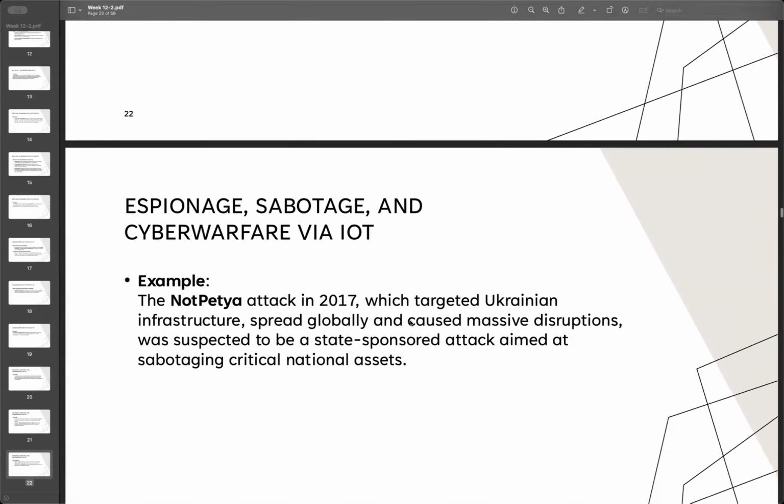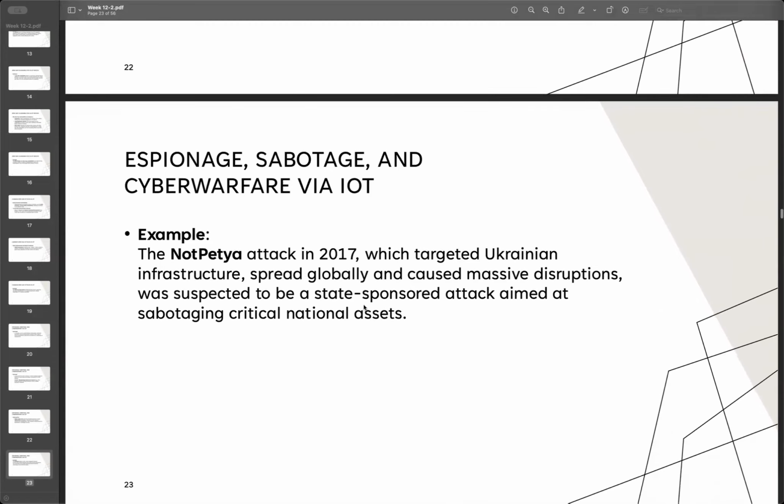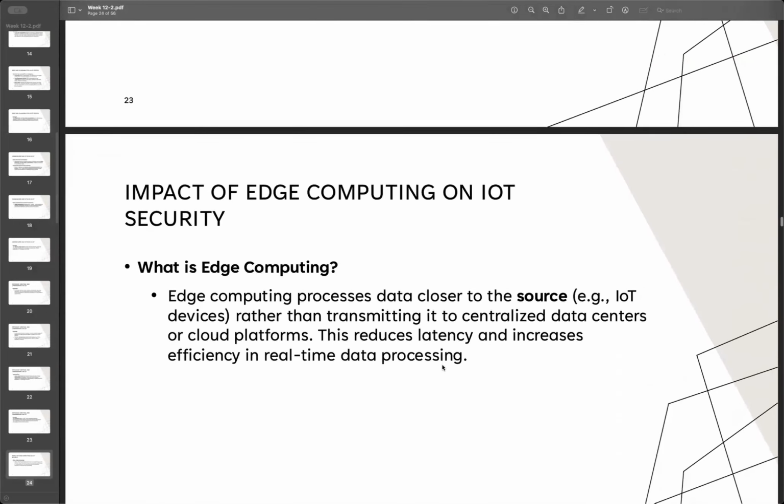Okay, and NotPetya. This one attacked in 2017. It targeted the Ukraine infrastructure. It tried to spread globally and cause massive disruption, aimed at sabotaging critical national assets. So here's what they did.